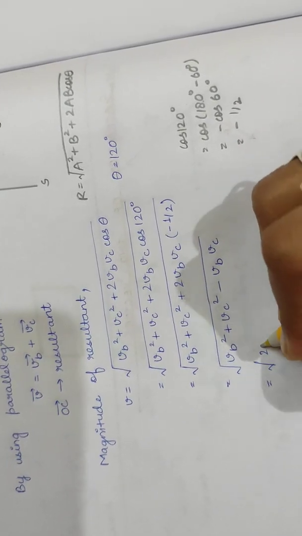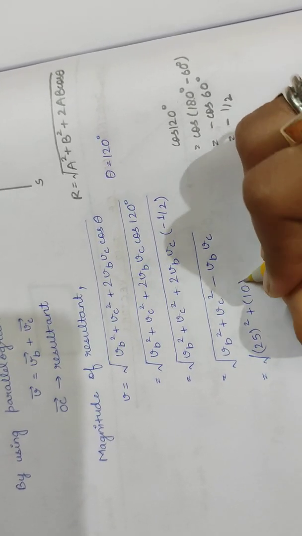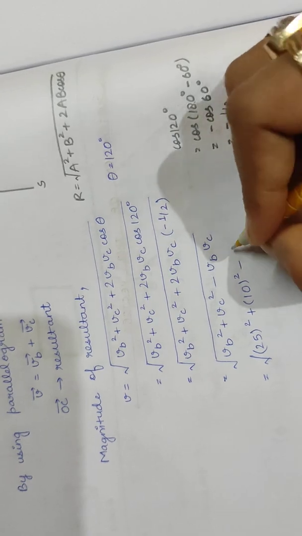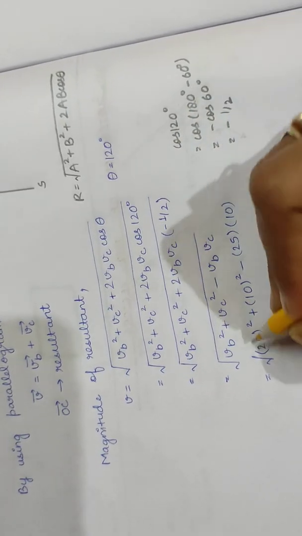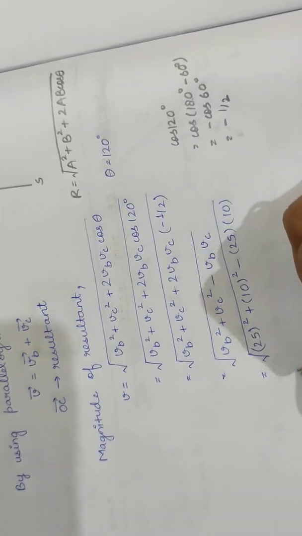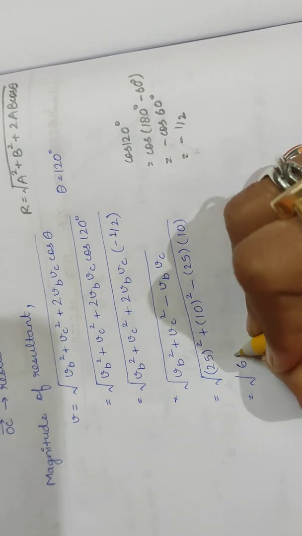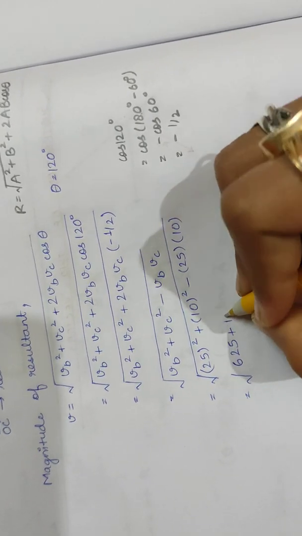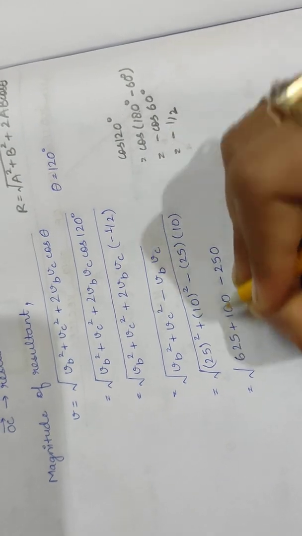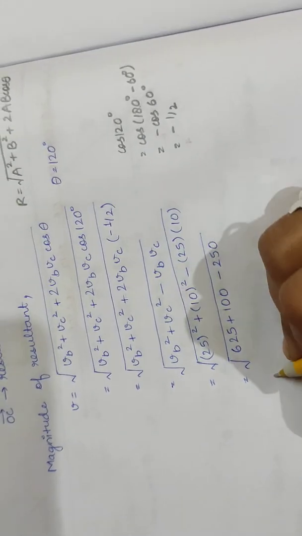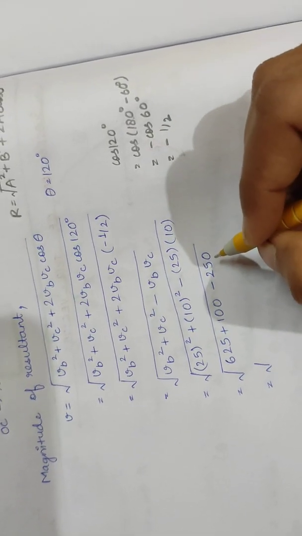So we will put the values here. VB is 25 km per hour, so 25 whole square plus VC is 10 km per hour, so 10 whole square minus again VB is 25 into 10. What are we getting on solving this? Square of 25 is 625 plus 10 square is 100 minus 25 into 10 gives us 250. So on solving this we'll get 725 minus 250.